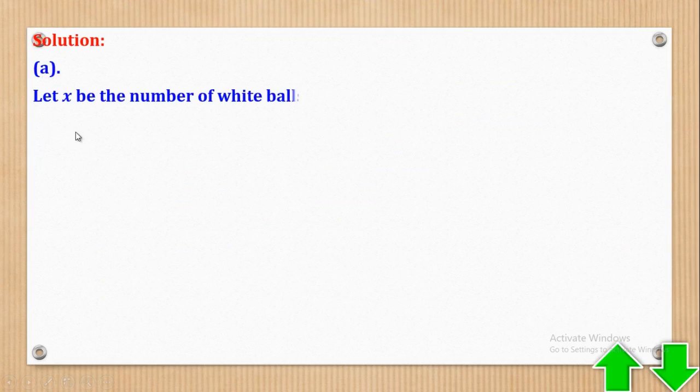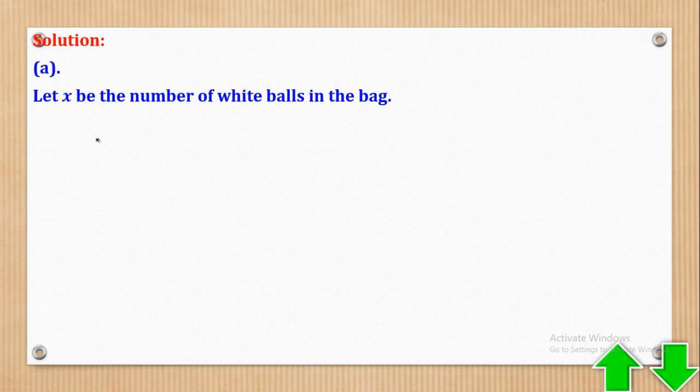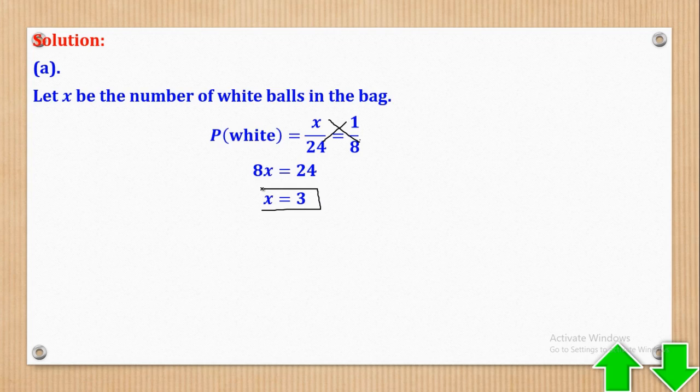So yeah, start with part A and say that let X be the number of white balls in the bag. Therefore, the probability of picking a white ball will be X over the total number, which is 24, but the probability was given as 1/8. Next we shall cross multiply to come up with 8x equals 24. Then when I divide both sides by 8, I'll come up with x being equal to 3. Therefore, the number of white balls in the bag is 3.